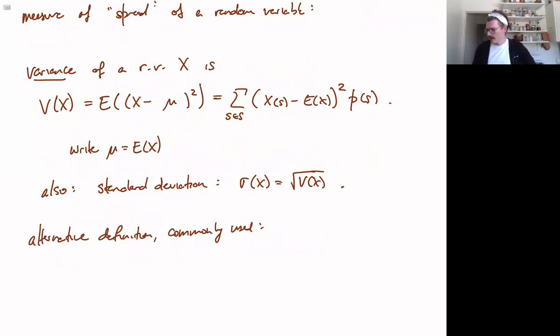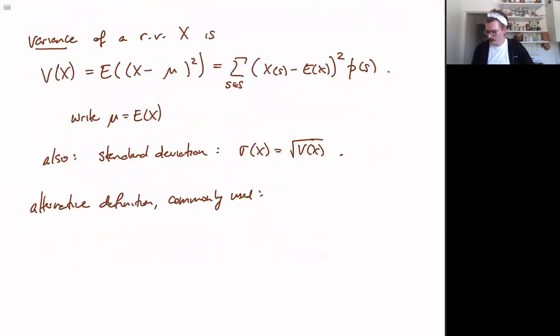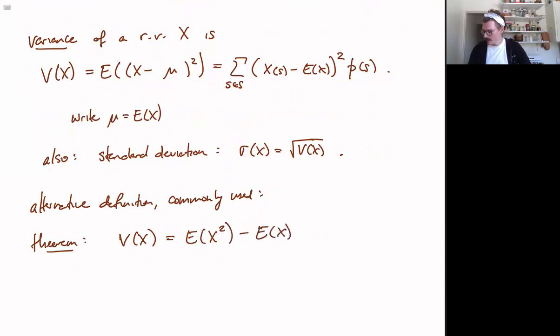So I'm saying it's an alternative definition, but let's call it a theorem. The variance of x is equal to the expected value of x squared minus the expected value of x, squared. So let's take a second to unwind this a little bit. The big difference, so do not get these confused, is that here, the square is inside the expectation, and here, the square is outside the expectation. And that will make a difference, as we will see.